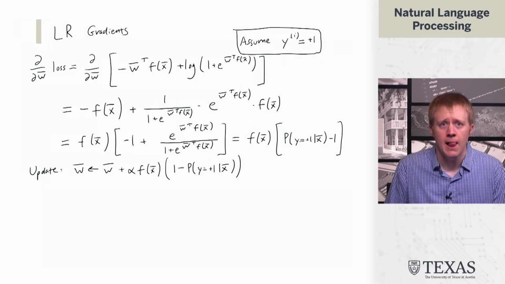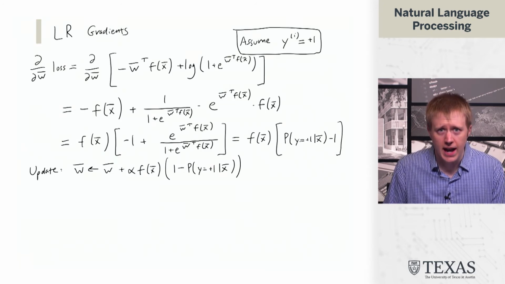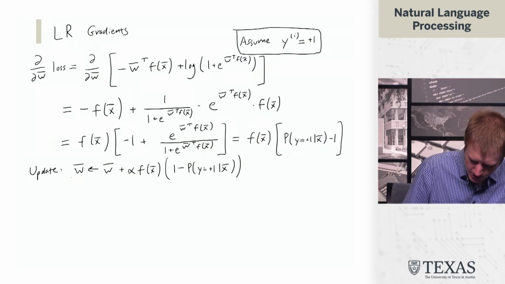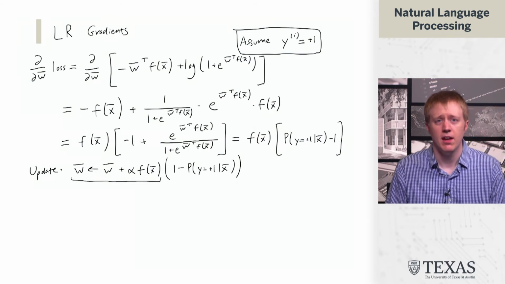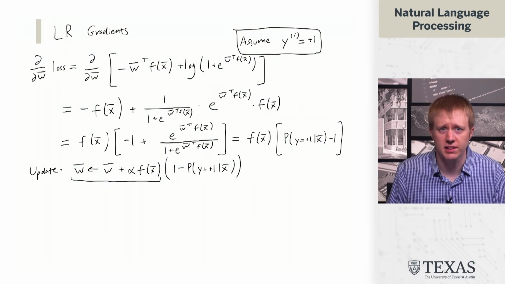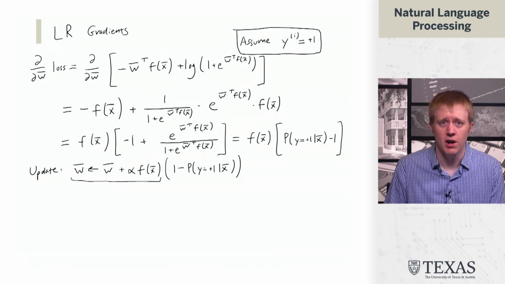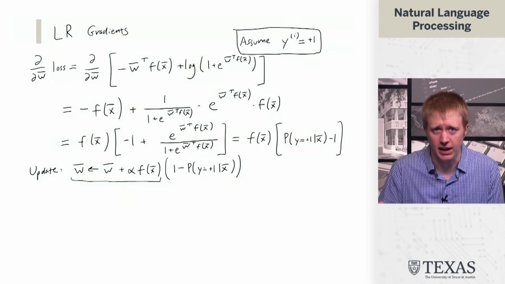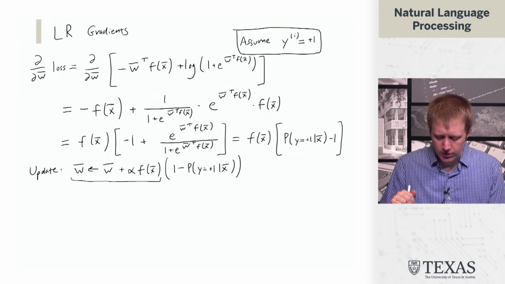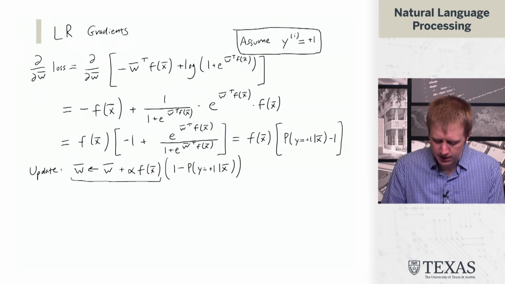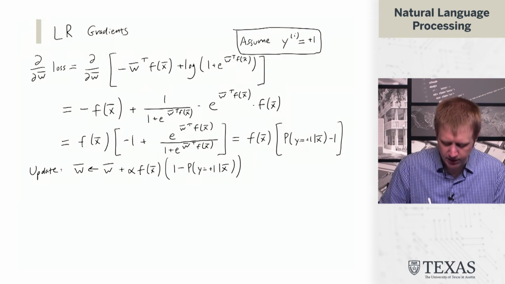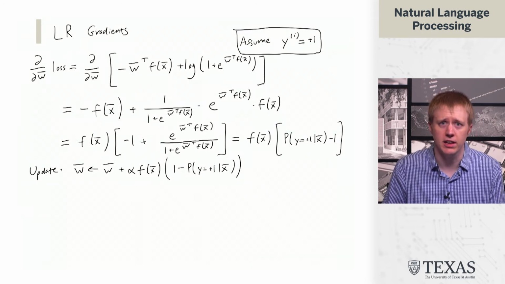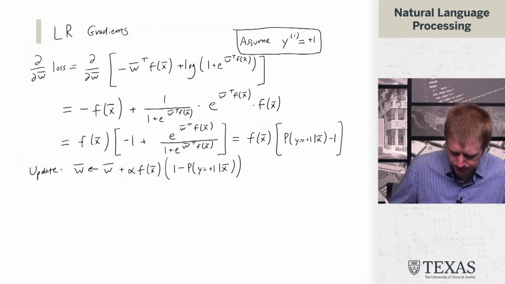OK, so we did a whole lot of work, and recall that if we just look at this piece of it, we have something which looks very similar to the perceptron in the case of misclassifying a positive example. Remember, when we misclassify a positive example as negative, we have to boost up its score, and so we add in f of x to the weight vector. So here we have the same term, but this alpha times f of x is now modulated by this 1 minus p of y equals plus 1 thing.